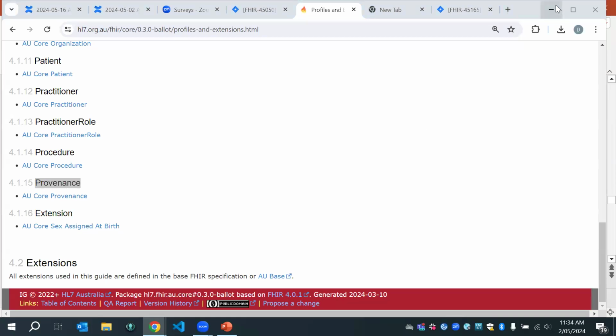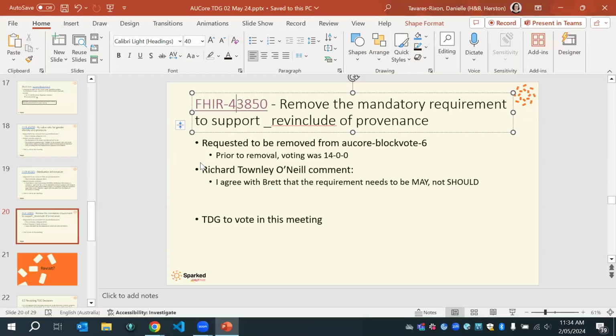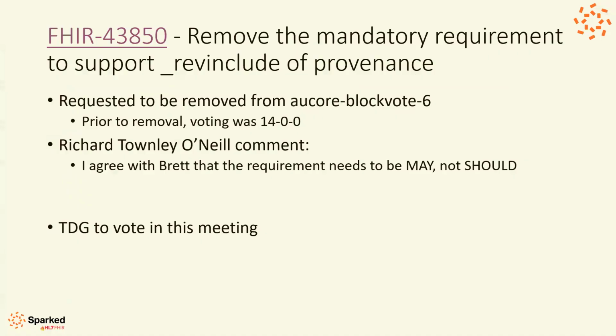Procedurally, an interesting question. At the time that the request to remove was made, voting had happened to 1400 approve that in the block. But I think let's take the vote now, because it has come to this technical design group on whether we will accept the proposed resolution to go from a shall to a should. Does everyone understand what that would be, or should I run through it quickly again? A run through would be appreciated, Danielle.